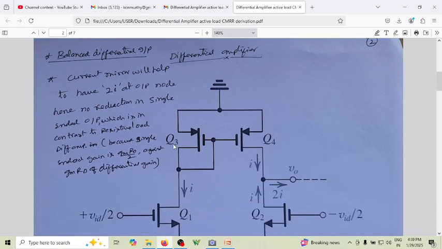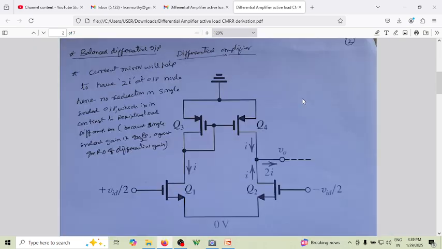Now, if you can see here, even though the DC current going out from your active load differential amplifier was 0, if you carefully look at the current that will go out of the output terminal when you're applying a differential input. You can see this is a differential input, VID by 2. This is minus VID by 2.